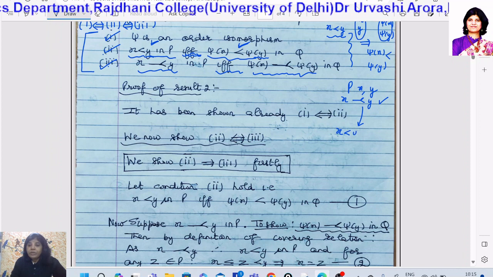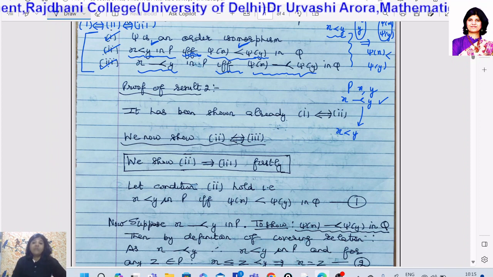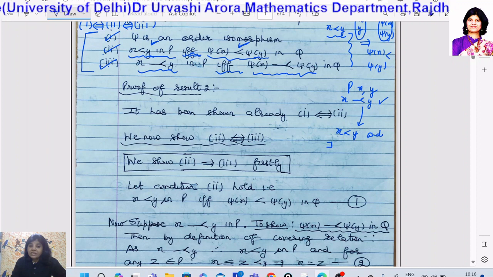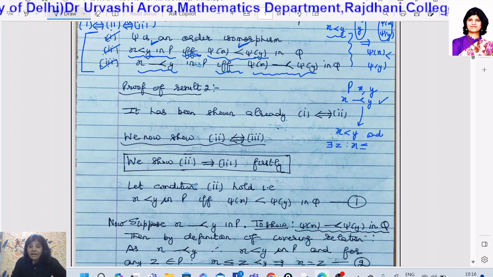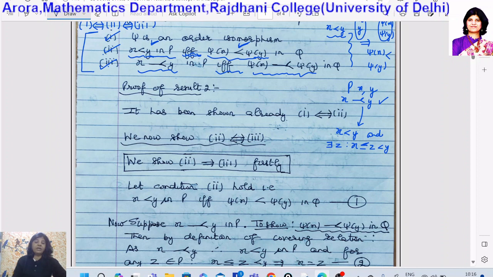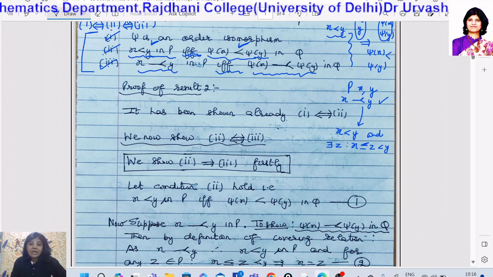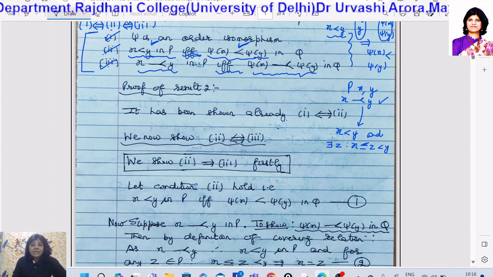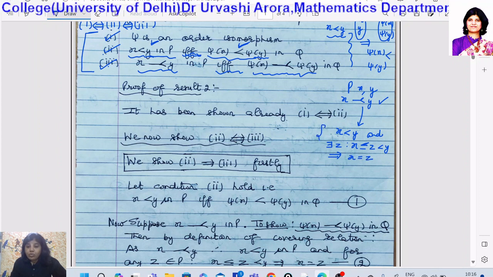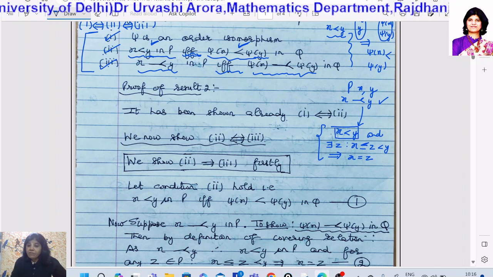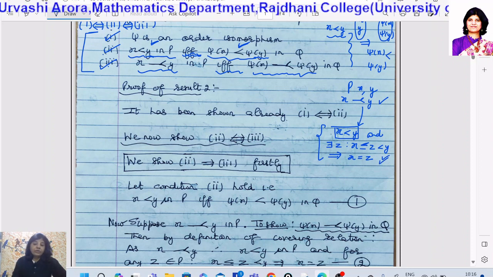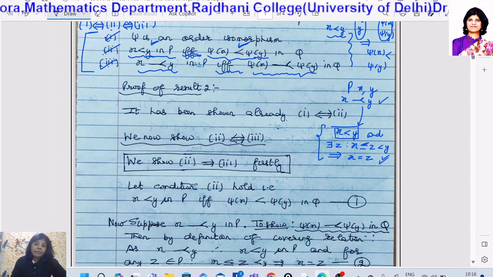The first is that X should be related to Y and X should not be equal to Y, which means that X should be strictly less than Y. And secondly, if there is some Z lying between X and Y, that is X is less than or equal to Z and Z is less than Y, which means X is related to Z, not strictly, then this always implies that X is equal to Z. So if there is any Z in between X and Y, then that Z will be equal to X.